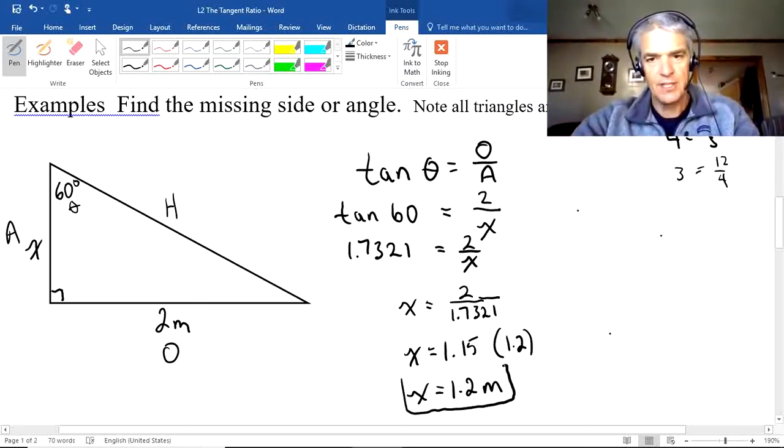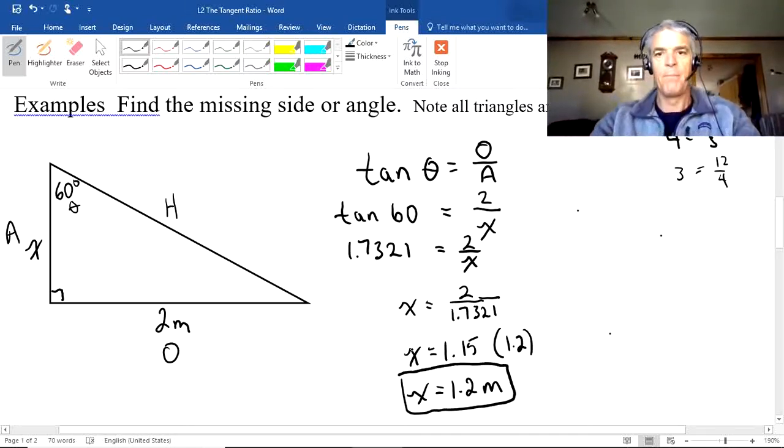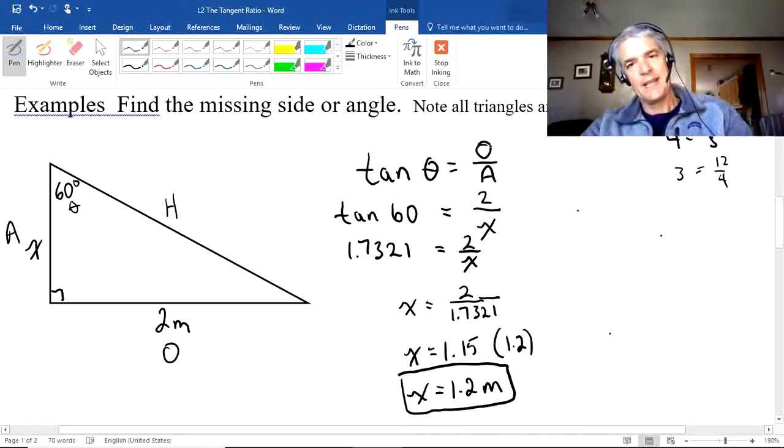And I like it when kids do this. I love it when they put a box around their final answer, because I can kind of really quickly mark it and say, oh, yep, they did that. Oh, and they got the right answer. Everything's good. And away we go.